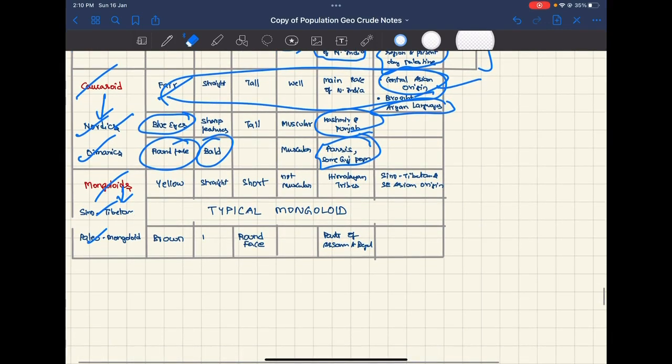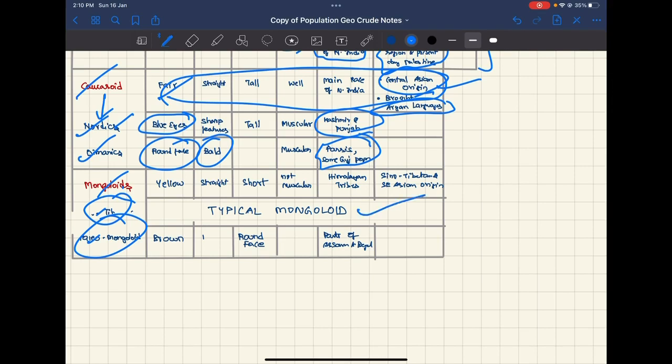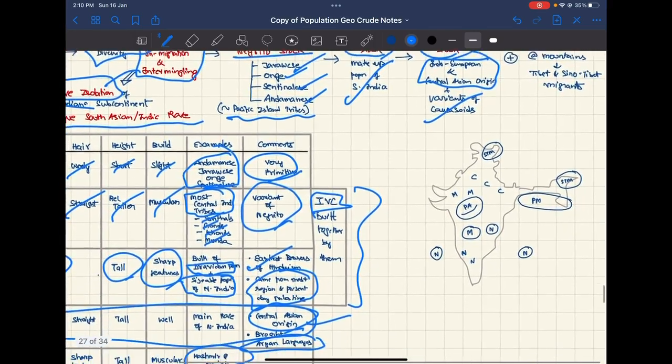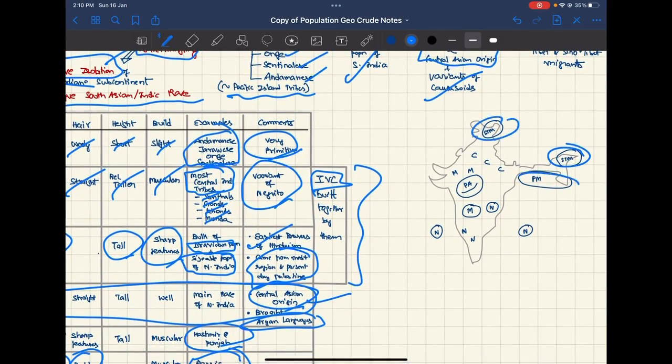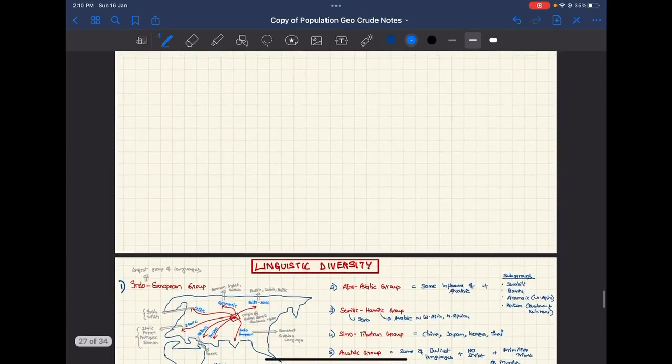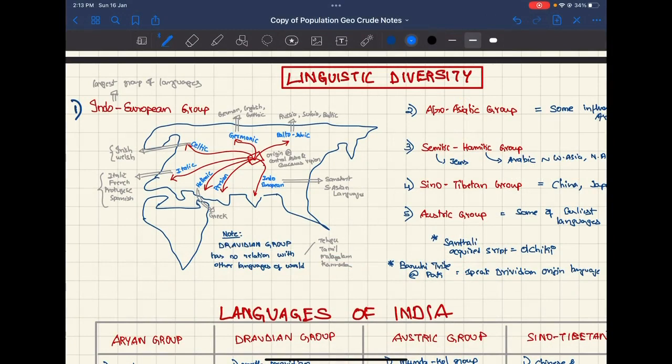Mongoloids are of two types: Sino-Tibetan and Paleo-Mongoloid. The Sino-Tibetans are the typical Mongoloids. Paleo-Mongoloids have brown skin and a round face, and they are seen in parts of Assam and Bengal. These are seen in the Himalayan regions. We can see here Sino-Tibetans are here, Paleo-Mongoloids are here. We have Negrito here, Mediterranean here, Proto-Australoid here, Mediterranean here, Caucasoid here, some Negritos here and here. Okay. Now let's get to linguistic diversity.